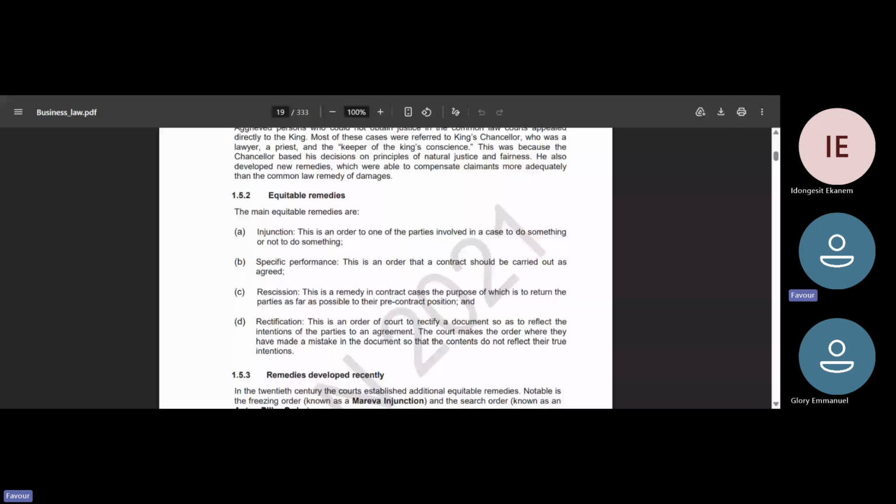So the court is issuing an order to say, okay, since you guys agreed on A and the document is carrying B, let us rectify this and let it show A.